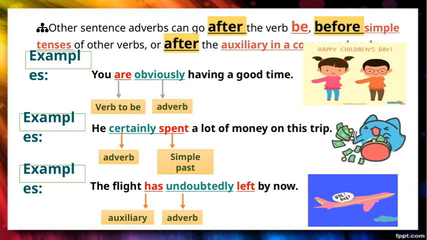Understanding these placements helps us convey meaning clearly and naturally, especially when we're emphasizing certain parts of the sentence. So, whether we're using auxiliaries or the verb be, adverbs can be positioned flexibly to fit the sentence's emphasis and flow. This is an important part of mastering sentence structure and making your speech more expressive.